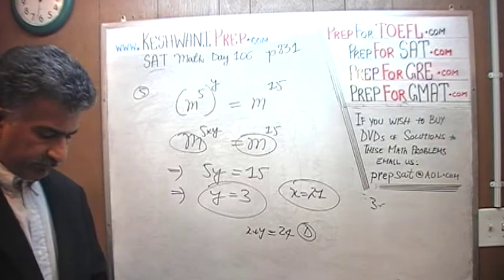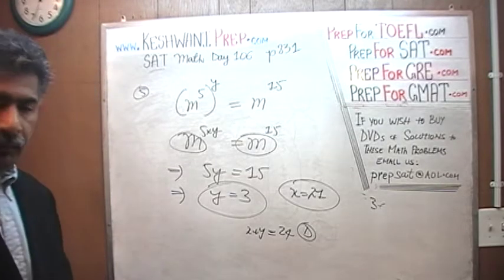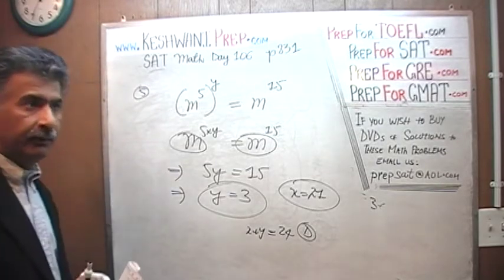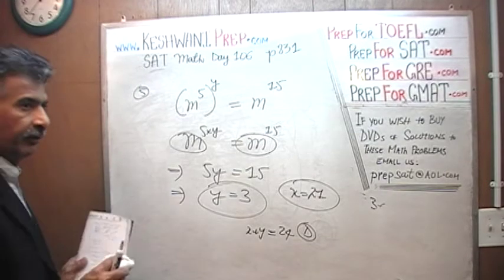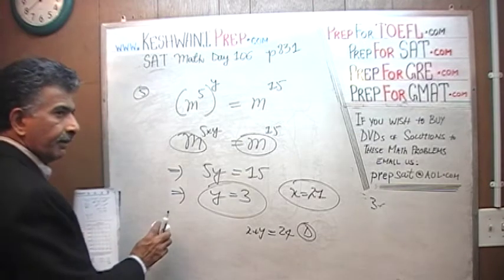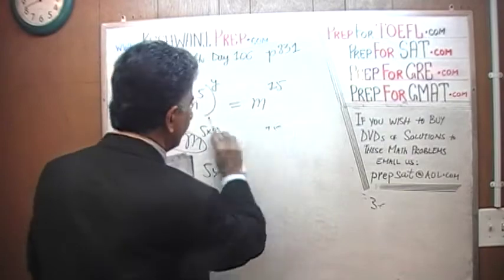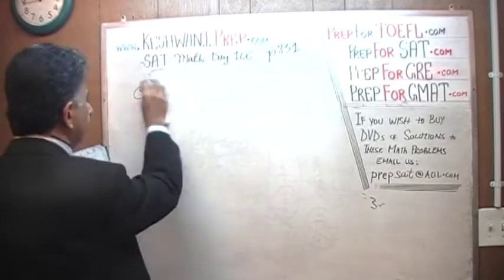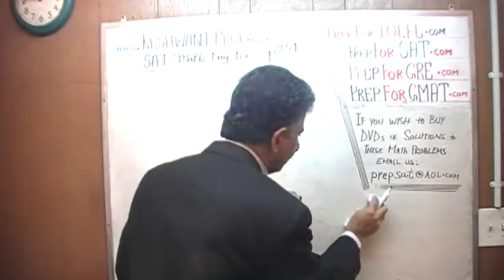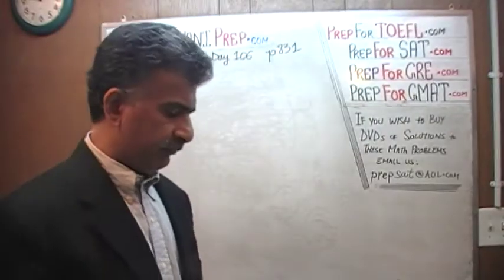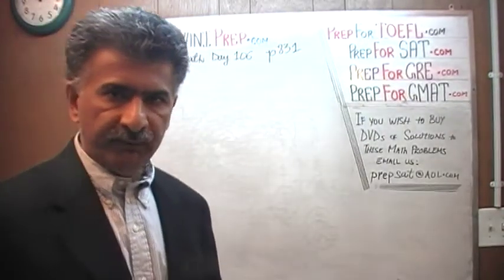Let's go on then, number 6. We are on number 6 now. That's it, we are done with this one. Question number 6. In question number 6, we have a chart that is given to us, a graph that is given to us.